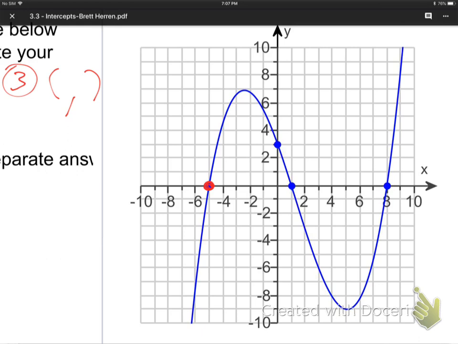-5, 0. We good there? Because again, the first number is over. The second number's up or down. So back 5, up 0. How about this second point here? This one is 0, 3. Good. Do the other two. Go ahead and find the other two. Put those down.